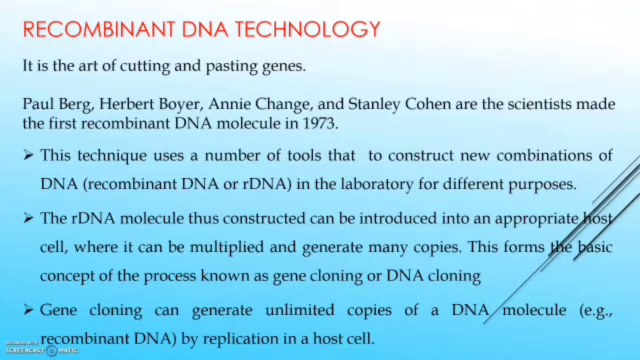The first recombinant DNA molecule was synthesized in the year 1973 by a group of scientists named Berg, Boyer, Chang and Stanley Cohen. This technique uses a number of tools to construct new combinations of DNA in a laboratory for different purposes. The recombinant DNA molecule which is constructed is then introduced into an appropriate host cell, where it can be multiplied and generate many copies. This forms the basic concept of the process known as gene cloning. Gene cloning can generate an unlimited number of DNA molecules by replication in a host cell.